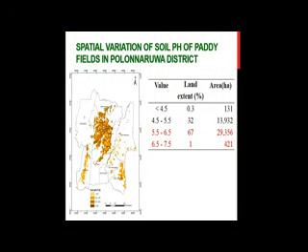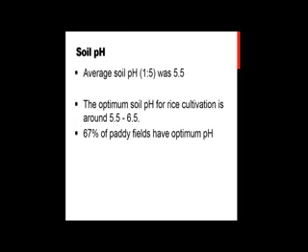The soil pH: 67% of the land extent is between 5.5 and 6.5, and the average soil pH was 5.5. The optimum soil pH for rice cultivation is around 5.5 to 6.5. So 67% of paddy fields have an optimum pH value.